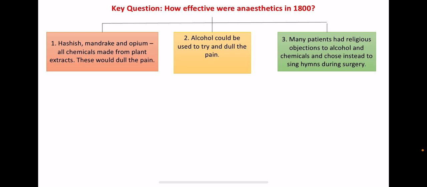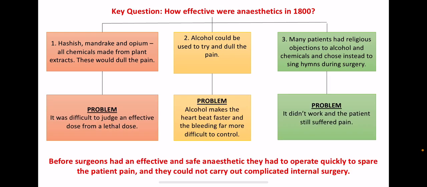Hashish, mandrake and opium, all chemicals made from plant extracts, would be used to dull the pain. Alcohol could be used to try and dull the pain as well. Many patients had religious objections to alcohol and chemicals and chose instead to sing hymns during surgery. So there's lots of problems with these things. You can pause the video here and make a note of these things.